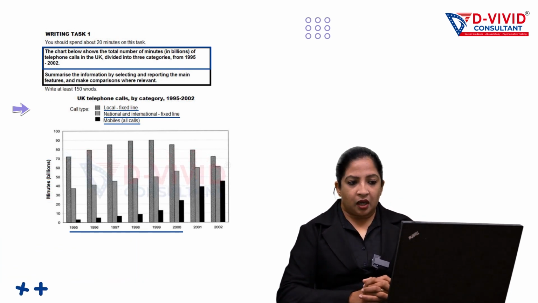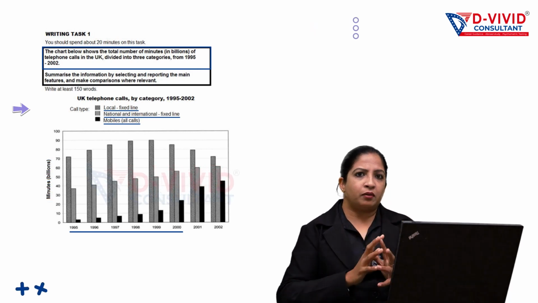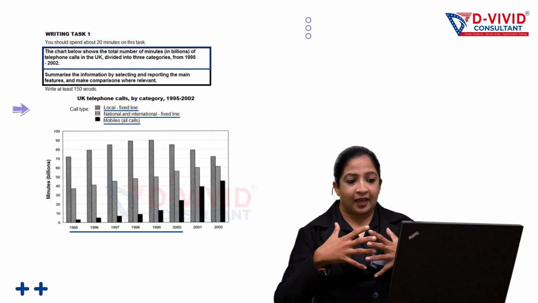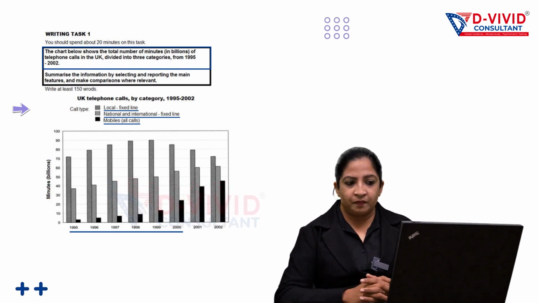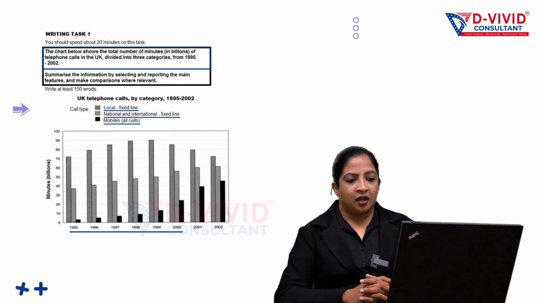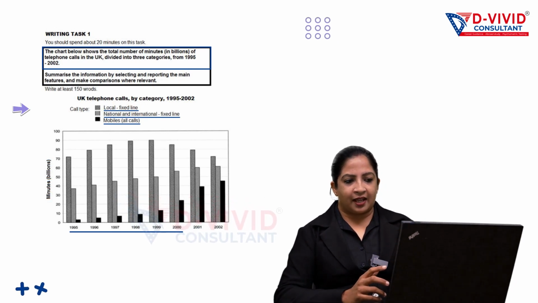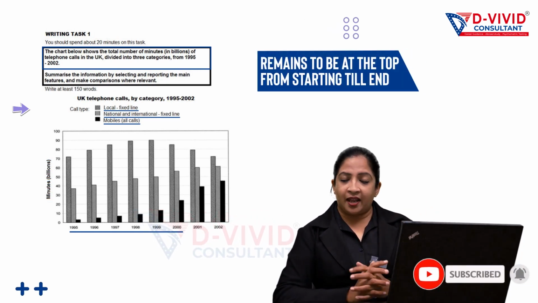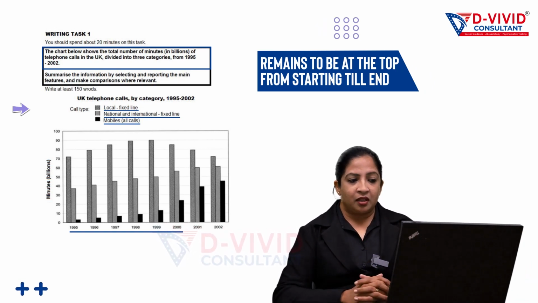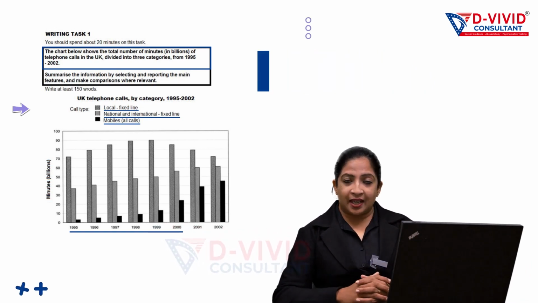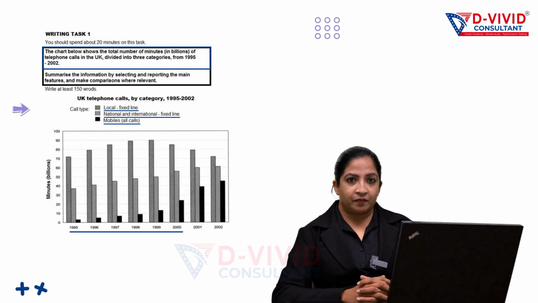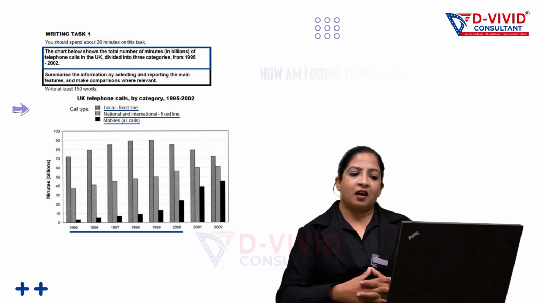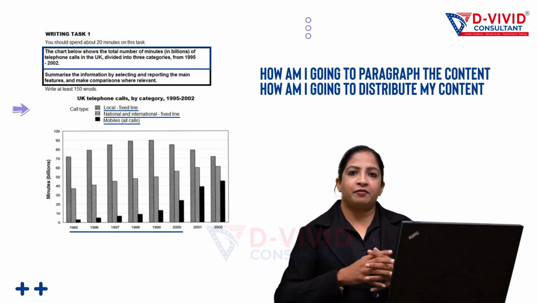Now comes what I should include in my overall paragraph. If I am including just what I explained, I can say that the local fixed line remains at the top from start till end, and at the same time the mobiles follow the same trend, being the least. Can I write this? Okay, so now let us think, how am I going to paragraph the content?